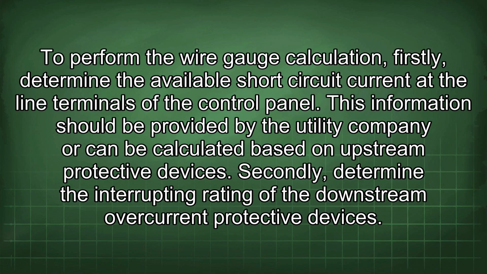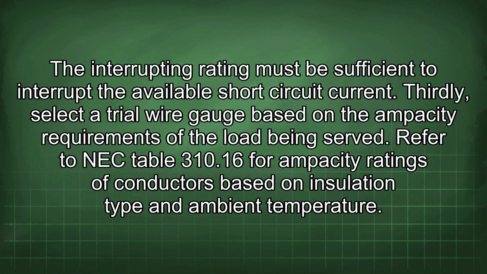To perform the wire gauge calculation, firstly determine the available short-circuit current at the line terminals of the control panel. This information should be provided by the utility company or can be calculated based on upstream protective devices. Secondly, determine the interrupting rating of the downstream overcurrent protective devices. The interrupting rating must be sufficient to interrupt the available short-circuit current. Thirdly, select a trial wire gauge based on the ampacity requirements of the load being served. Refer to NEC Table 310.16 for ampacity ratings of conductors based on insulation type and ambient temperature.